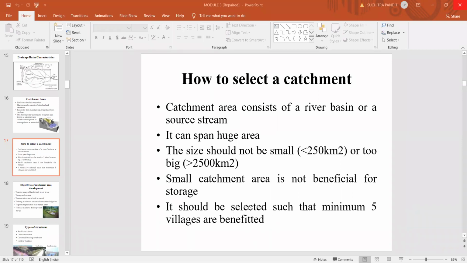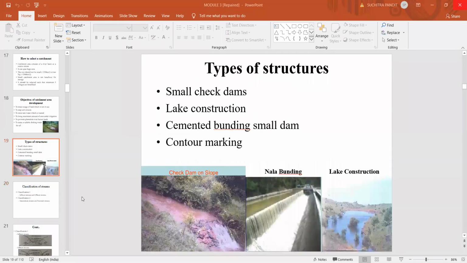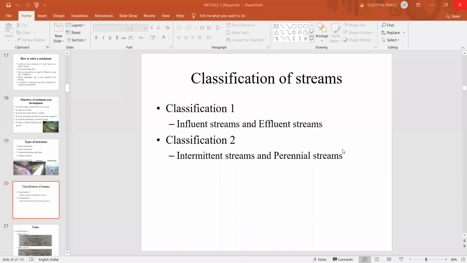because the ultimate purpose of selecting a catchment area is that we need to know the amount of water that comes out of the catchment, so that the water can be stored in small ponds or reservoirs and supplied for various purposes. That is the main idea of selecting a particular catchment. Now, this figure shows the types of structures: small check dams, lake construction, cemented bunding, small dams, contour making. These will be discussed in irrigation engineering in module 4 and module 5.